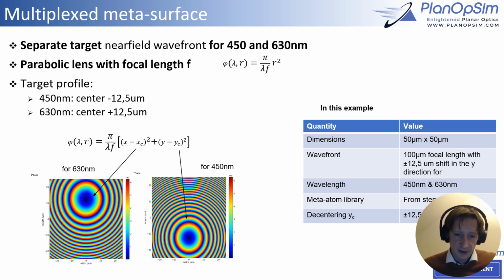So if we recreate this, you see these phase profiles are entirely different for the 2 metasurfaces. So if we, for the 2 wavelengths, shine on this with blue light, we expect the focal point to be below. If we shine on it with red light, we expect the focal point to be above. So let's put that to the test.